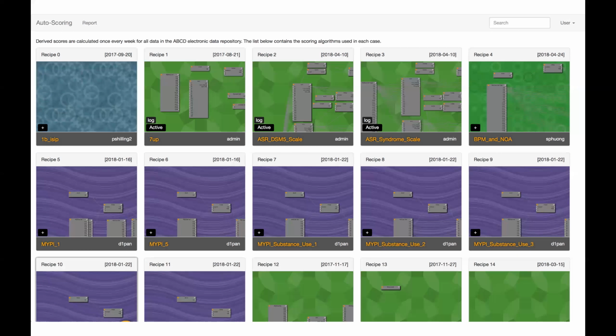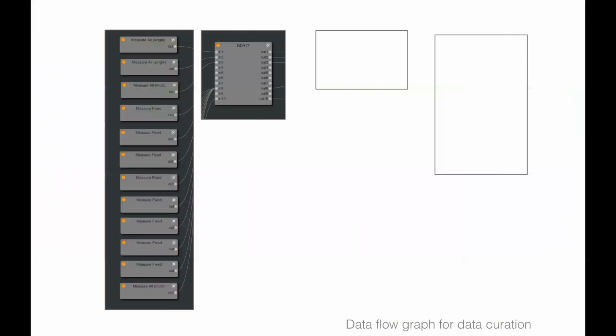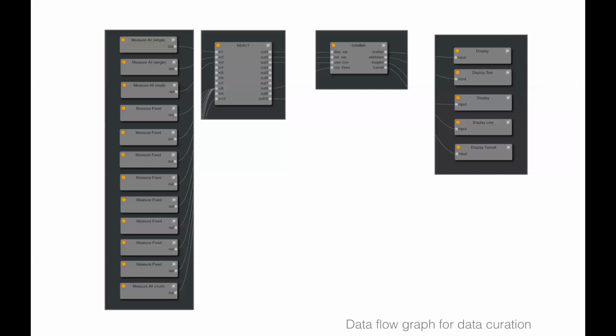So here is one example for scoring, and this is something where non-developers can create scoring algorithms. You can see a couple are listed on here. We are heavily using this framework. Here's an example of what the scoring looks like. It's a data flow graph. So you start with measures, and then you feed them into boxes, and then they're put back into the central database.